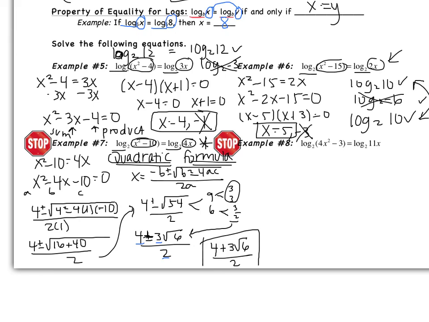Right now, I would like you to pause the video and try example number 8 on your own, please. Just as a hint, you're either going to have to split the middle or use the quadratic formula. Good luck.